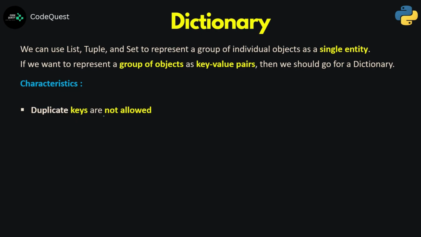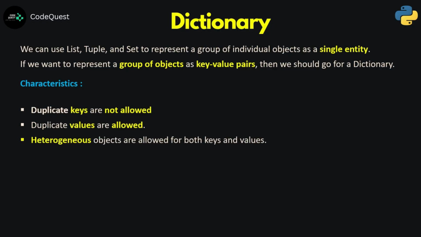Now, duplicate keys are not allowed. Like I said, every item is going to be a key value pair. So, the key cannot be duplicate, whereas the duplicate values are allowed. I mean, we have two keys which are different, but their values can be same. Now, heterogeneous objects are allowed for both keys and values. So, the key can be a string, an integer, a float, any kind of values we can accept for both the keys as well as values.